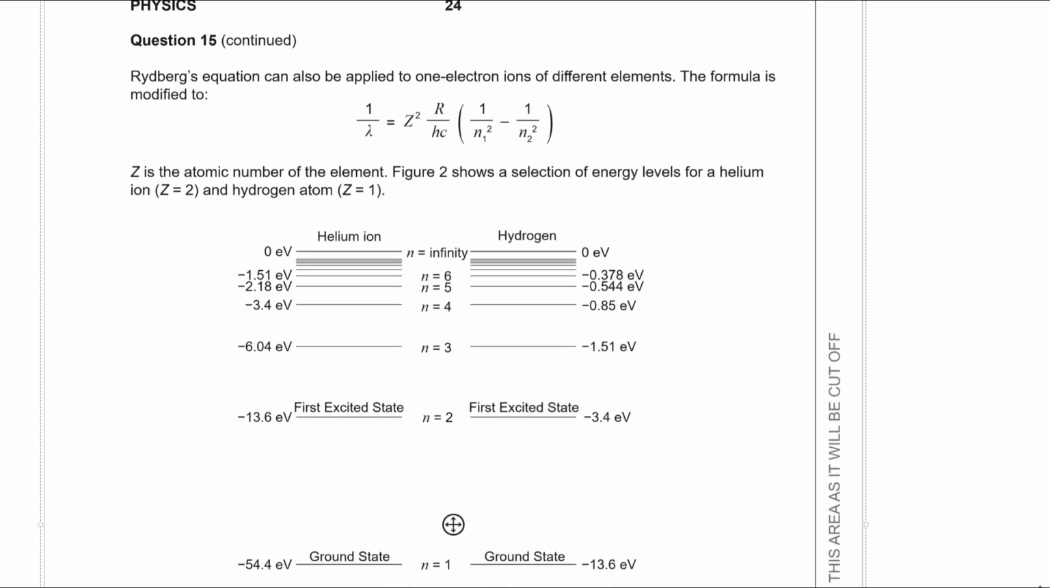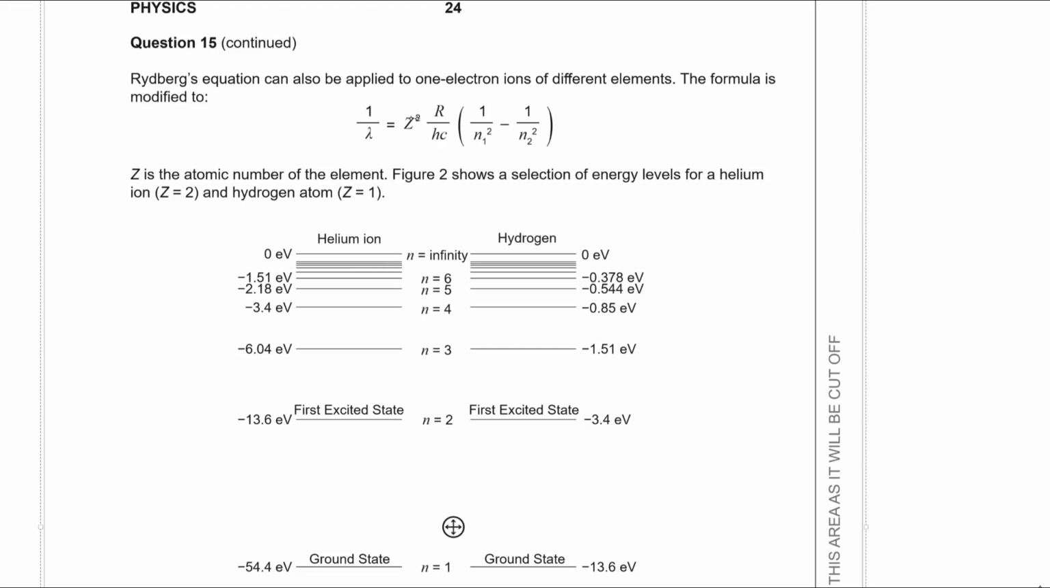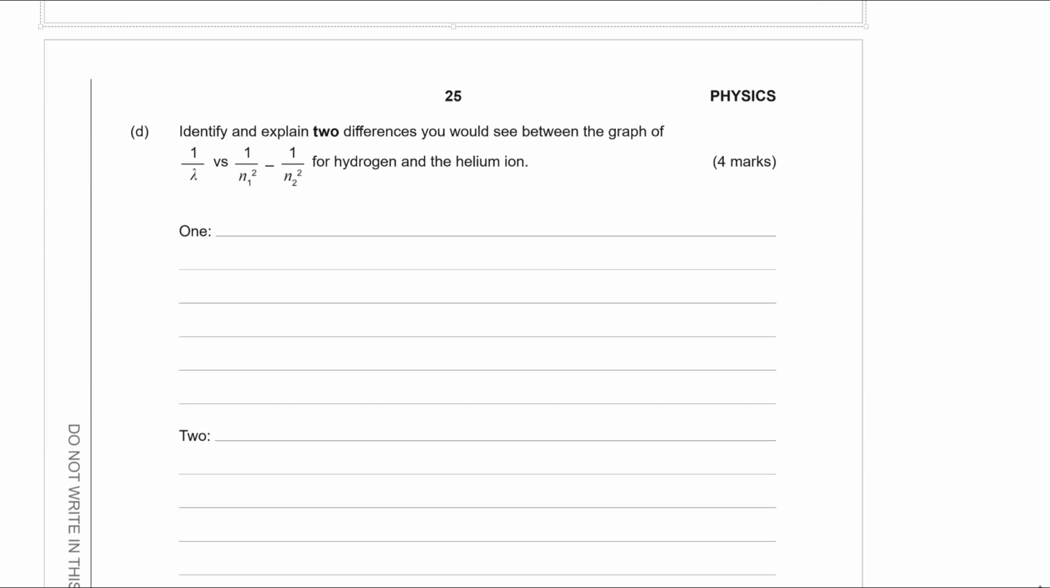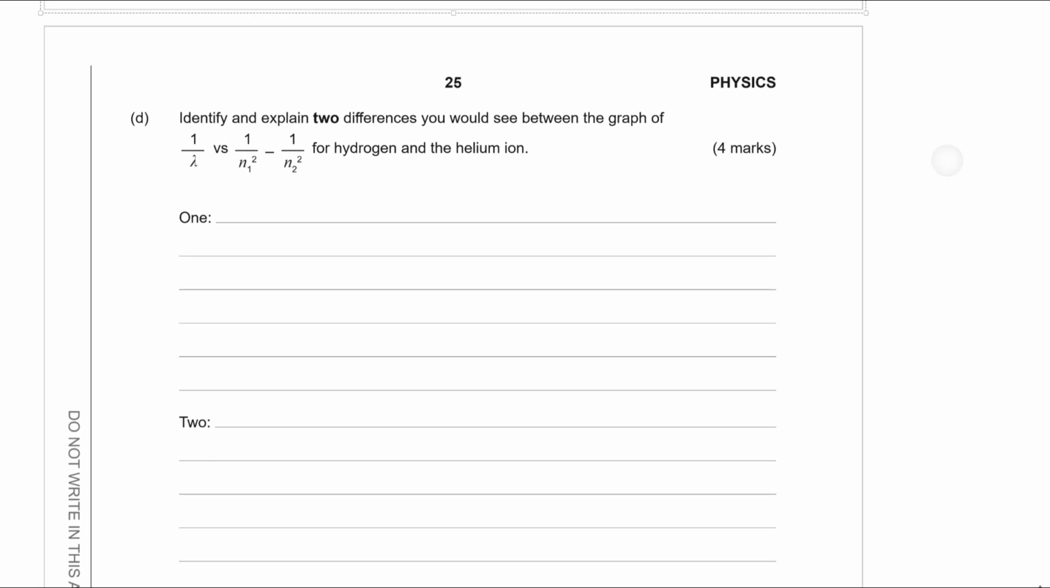Now, the big difference between these two equations is this z squared value. If it was hydrogen, this z squared becomes 1, so it looks the same. If it was helium, it'll be z equals 2, and z squared equals 4. So what that means is your gradient here is going to be multiplied by this factor of 4. So to be honest with you, the only difference I really wrote down when I first did this exam was that the gradient was 4 times larger.